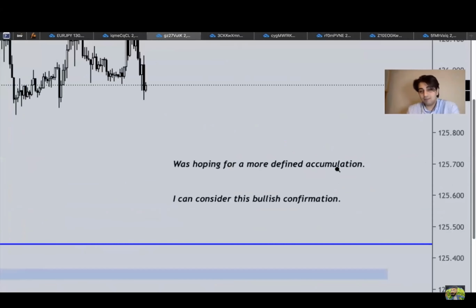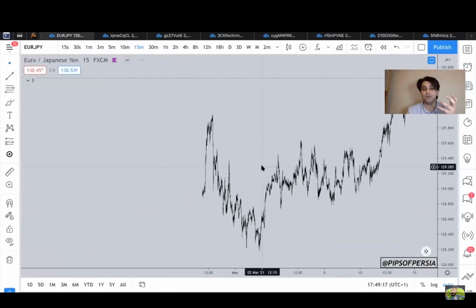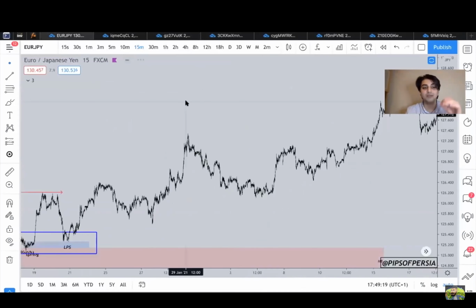Now, I'm very honest with my markups. I was hoping for a more defined accumulation. I was hoping for this accumulation to look a little bit better and a little bit easier to read. But in reality, it wasn't as easy as I wanted it to be to spot it. And it was something that we would be able to see happen once the market moved away.